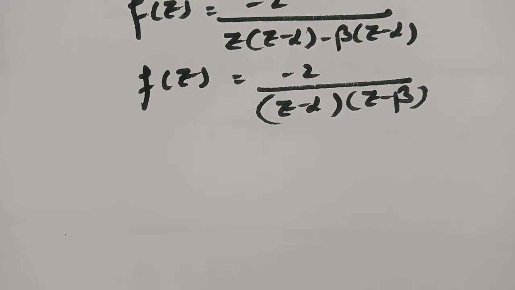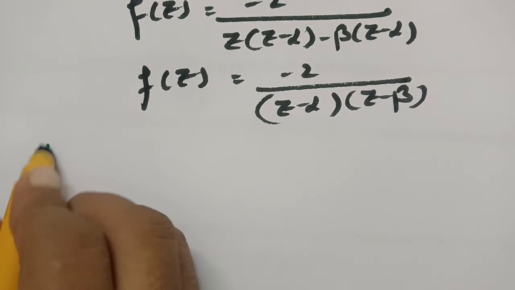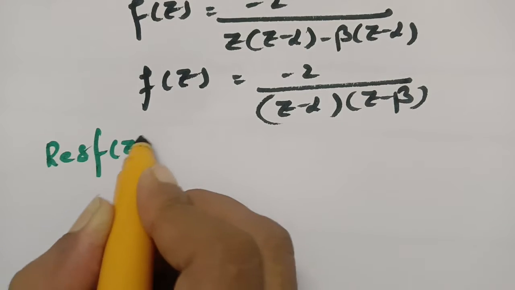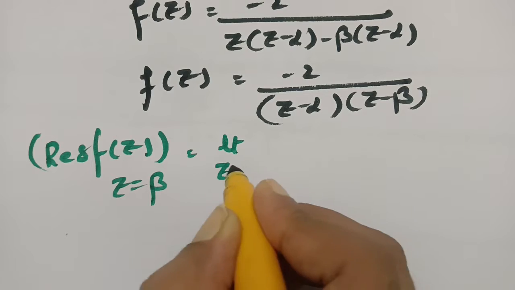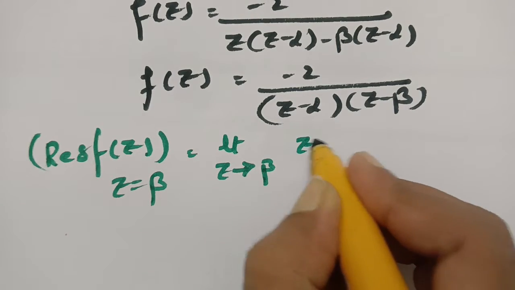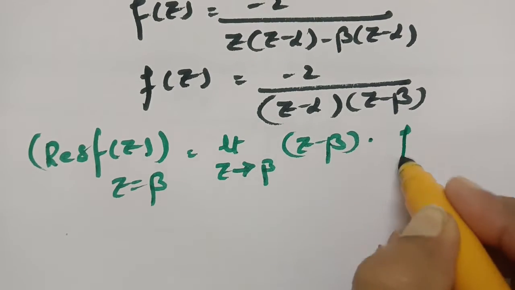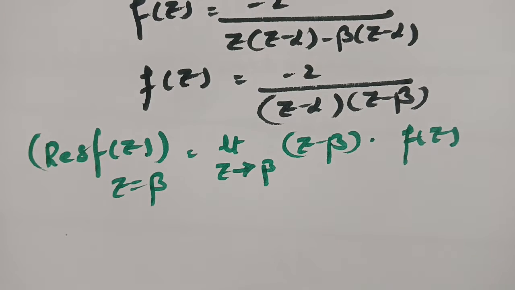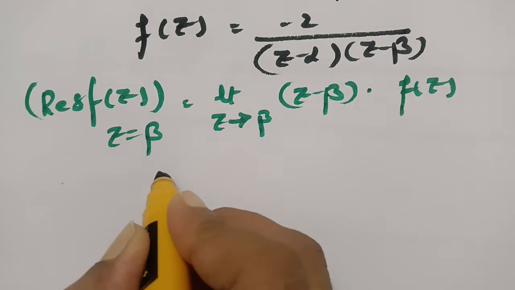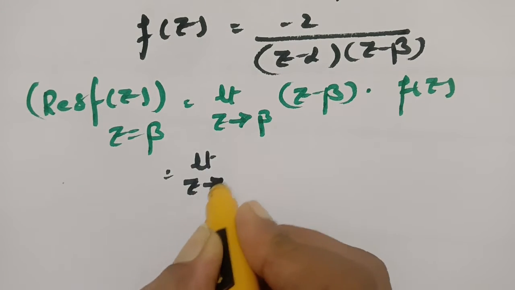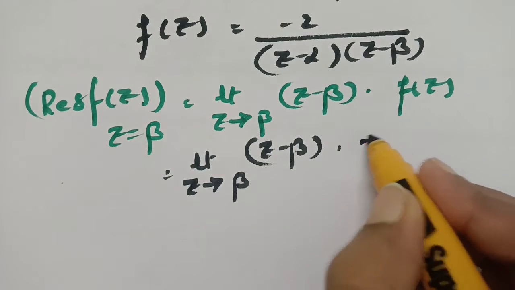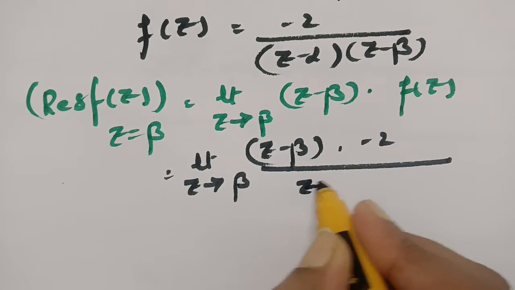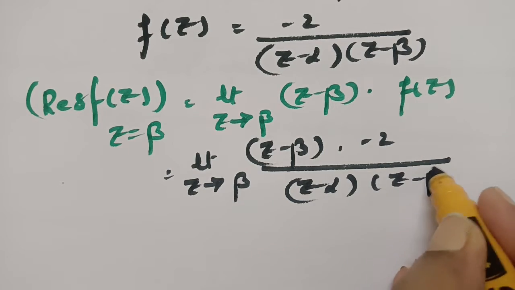So now we have to find out the residue value, the residue of f of z at z is equal to beta. So this will be limit z tends to beta, z minus beta into f of z. Clear? So I am going to substitute: limit z tends to beta, z minus beta into what is our f of z value here? This is minus 2 by z minus alpha into z minus beta.